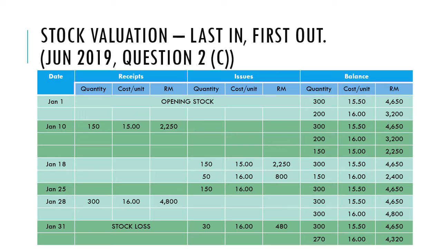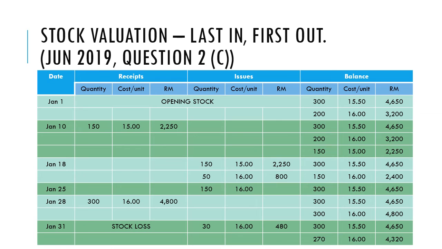Okay, first of all, please start your calculation by putting in the opening stock. So this is what I'm talking about. In their opening stock, the company has two types of stock: the 300 units which were purchased on the earlier date, and the 200 units which were purchased on the later date, on the 28th of December, if I'm not mistaken. So please put first old stock followed by newer stock.